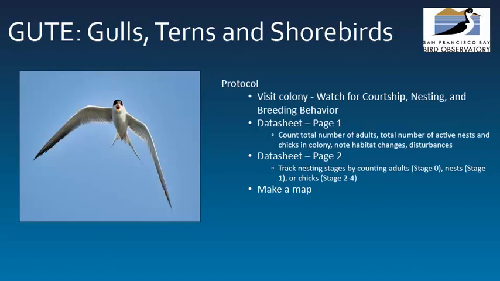The protocol for the GUTE species is: 1. Visit the colony. Watch for courtship, nesting, and breeding behaviors. 2. Fill out the first datasheet, which will have the total number of adults, active nests, and chicks in the colony, and a space to write information about habitat changes and disturbances. 3. Fill out page 2 of the datasheet by tracking the nest stages and counting adults, nests, or chicks as appropriate. 4. Finally, make a map of the nesting area that you are monitoring.